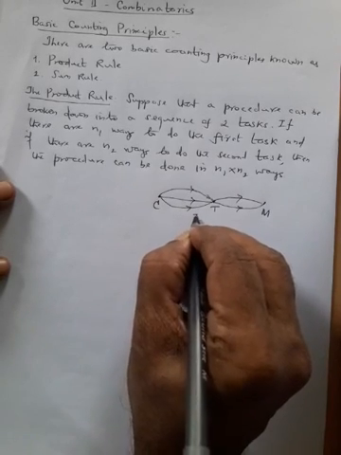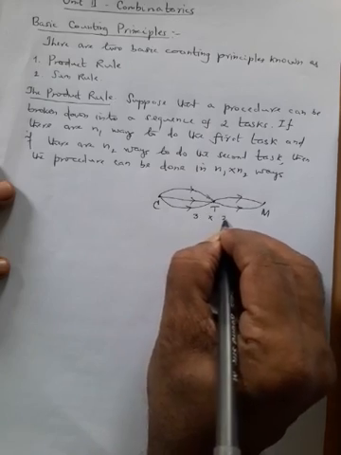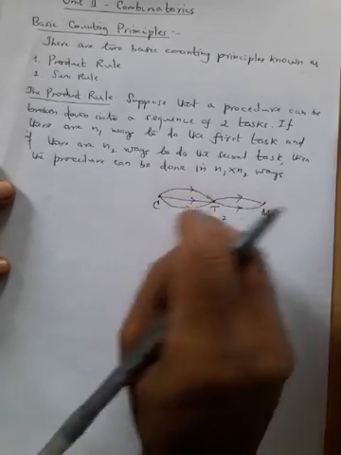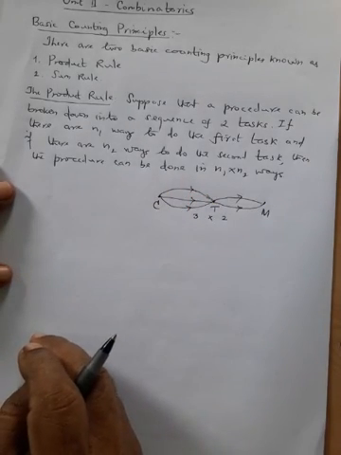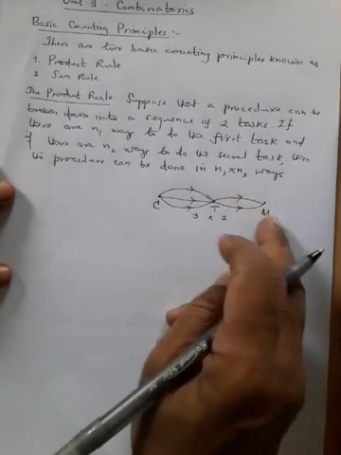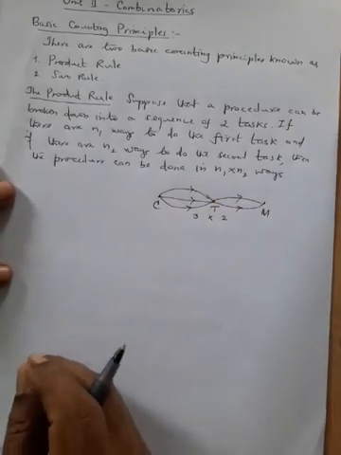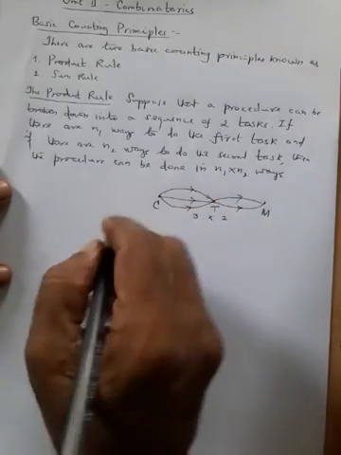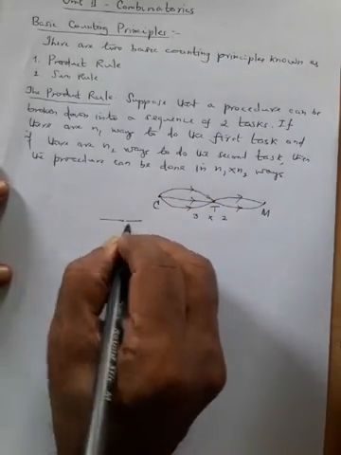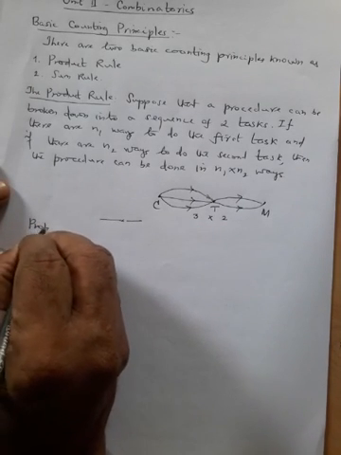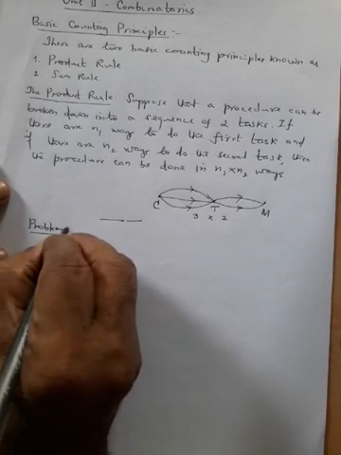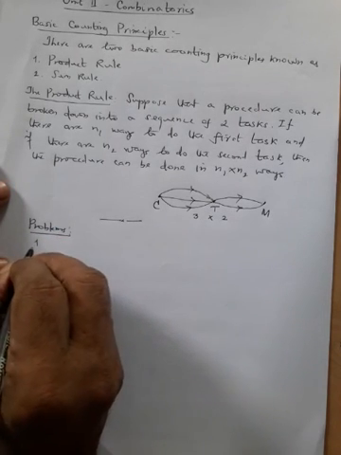This can be accomplished in 3 ways, and this is accomplished in 2 ways. Totally, you will get 6 ways. For each one of the ways from Chennai to Trichy, there are 2 possible routes from Trichy to Madurai. So that is our product rule. So using the product rule, we will see problems. So problem number 1.